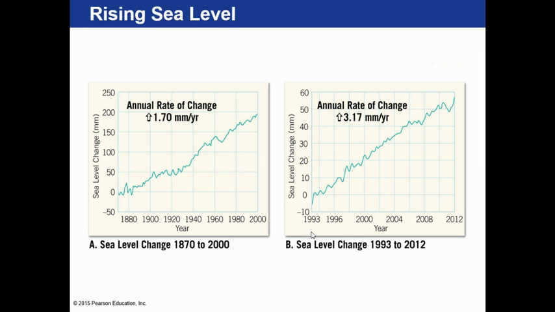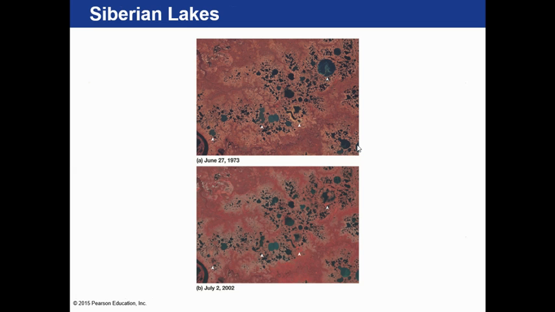Here's a graph of sea level rise. It was rising slower in the past, and if we focus on 1993 to 2012, we can see that it's rising almost 3 times as fast since 1993. So it seems as though the planet's warming and the melting of the glaciers and ice caps has been accelerating.